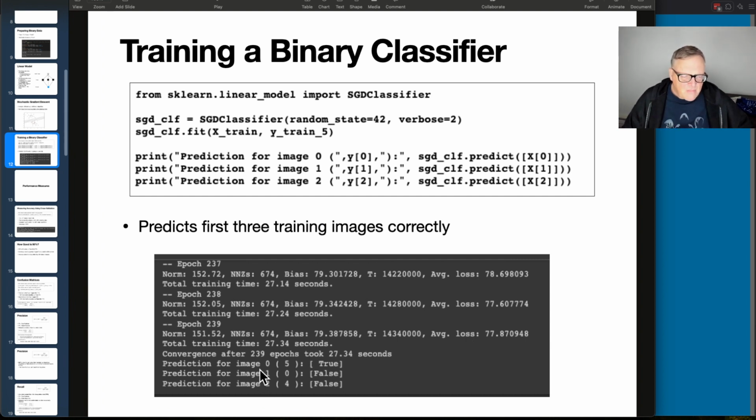All right, and now to see if it worked, the first image is a 5 and it correctly says it's a 5. The next two are not 5s and it correctly says they're not 5s. So the first 3 images are correctly predicted.